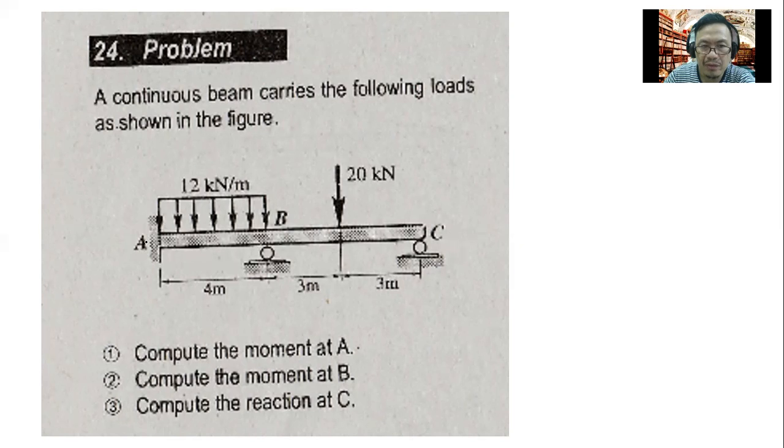But in this case, there's a value of moment A, and then you also have a value of moment B. In other words, you have two unknowns. If you're going to compute for the moment, you have two unknowns. So meaning you have to come up with two equations. So dapat may simultaneous equations kayo na gagawin.